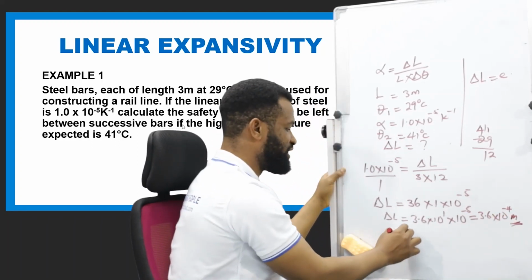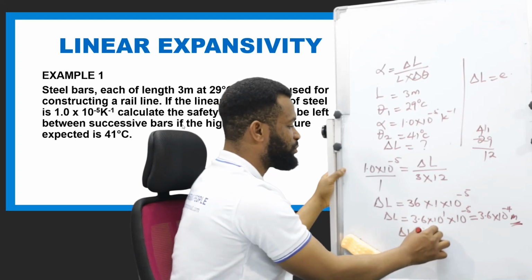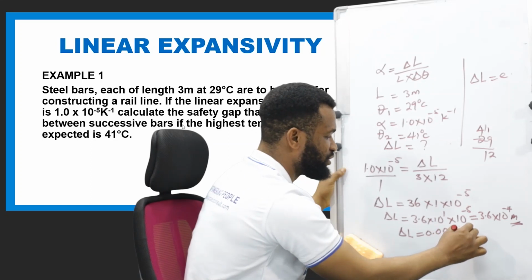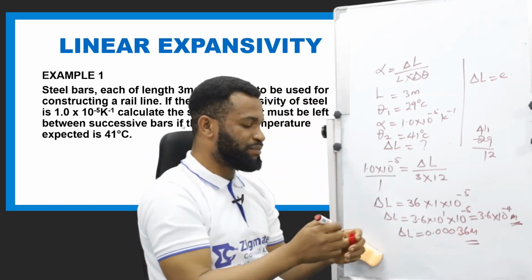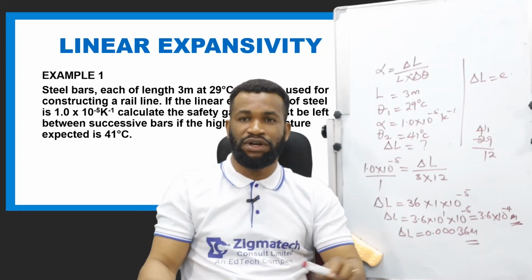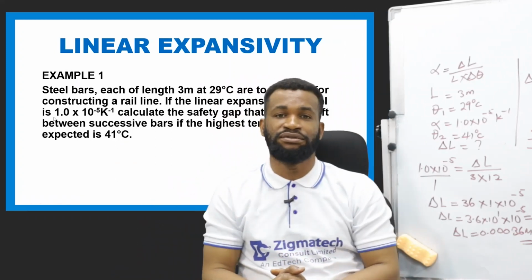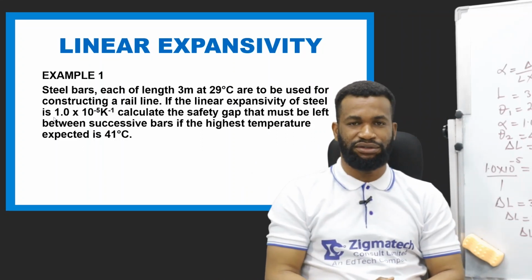Or we can say that change in length is going to be 0.00036 meters. This is the safety gap that must be left in a railway in order to accommodate the expansion that must surely happen whenever the sun is heated on the road.